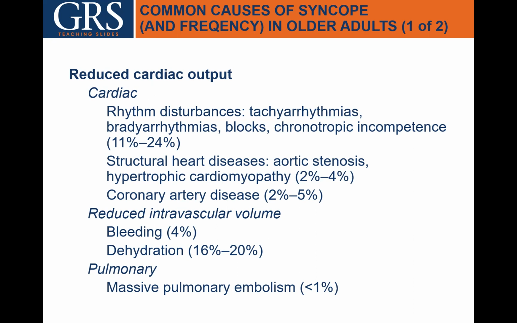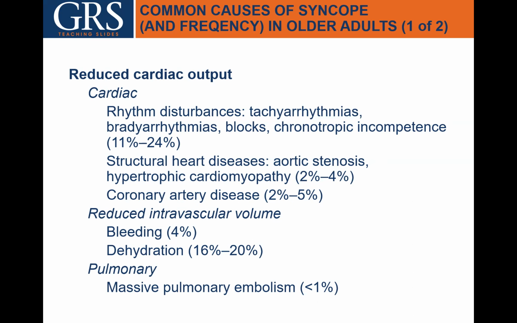We all know that cardiac output is determined by heart rate and stroke volume, and the stroke volume is further determined by cardiac contractility and preload. So if any of these has a problem, it can definitely affect the cardiac output and cause syncope. If the heart rate has a problem, like tachycardia, bradycardia, AV blocks, or chronotropic incompetence, that can definitely decrease cardiac output and cause syncope.